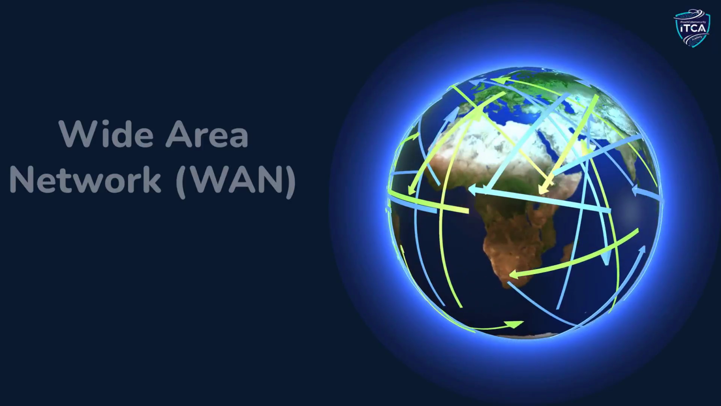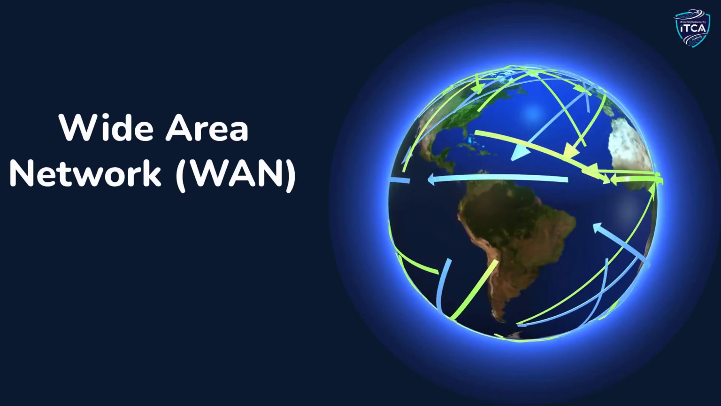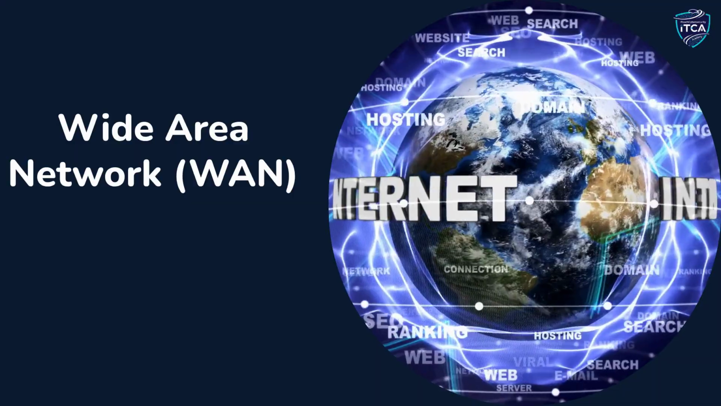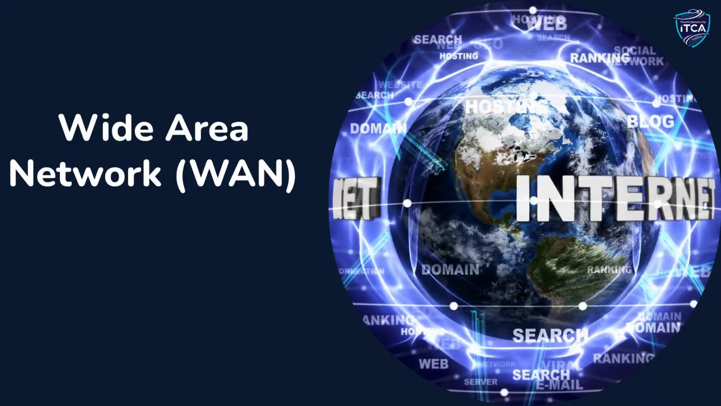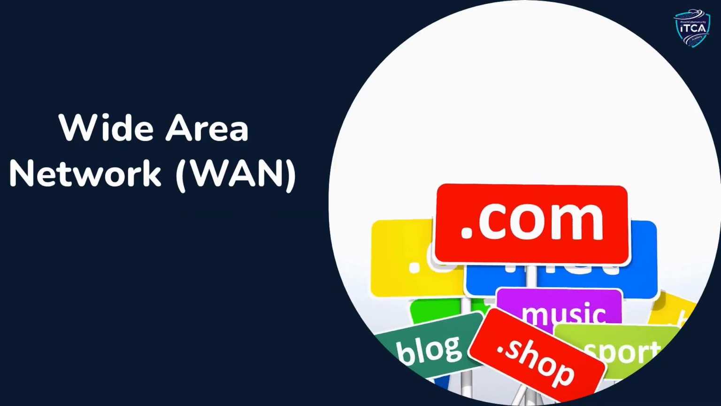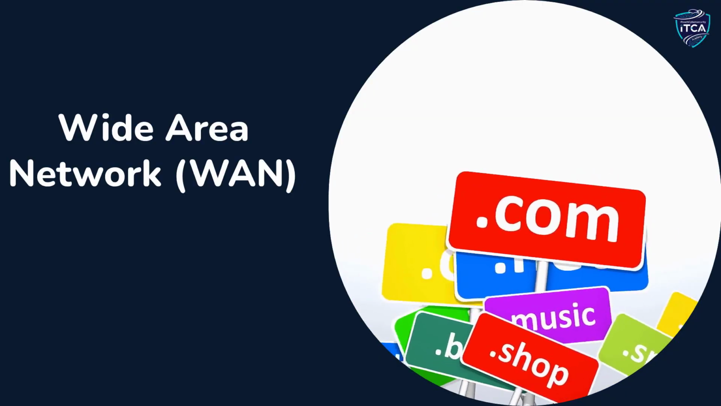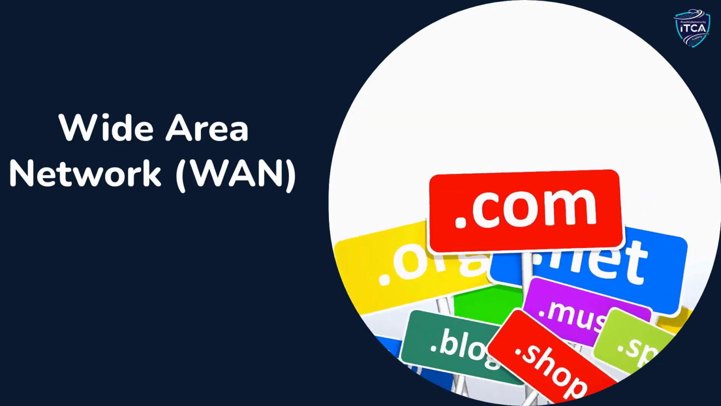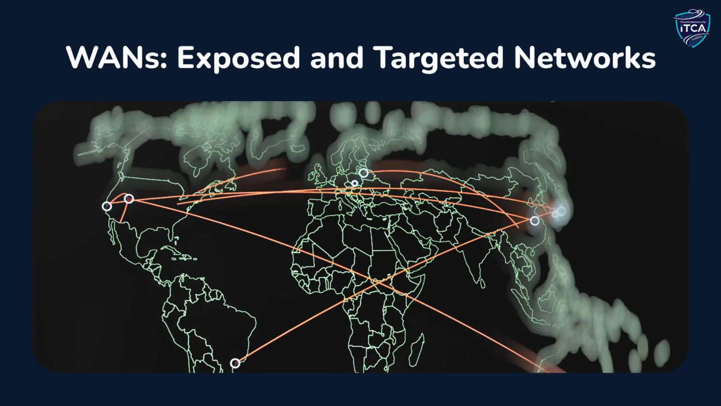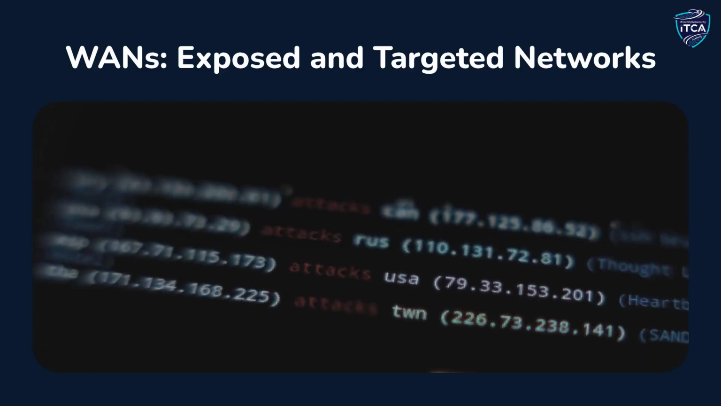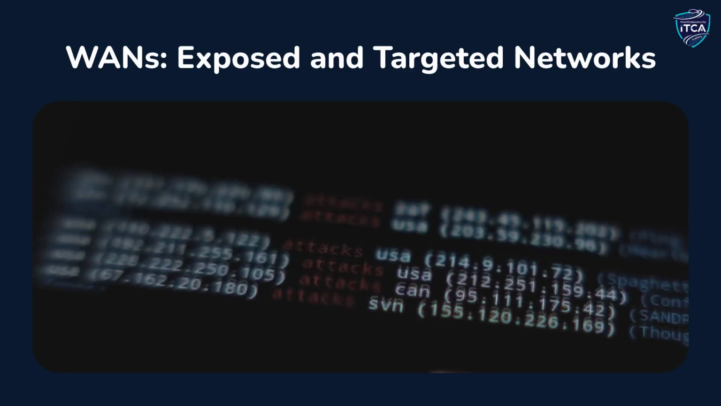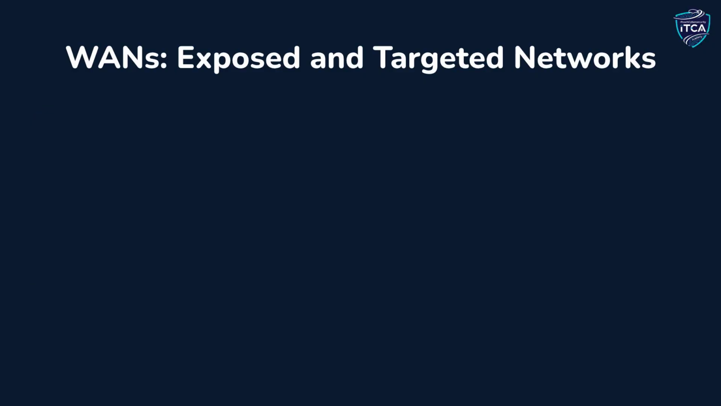A wide area network, known as a WAN, spans countries or even continents. The Internet is the largest and most familiar example of a WAN. WANs rely heavily on third-party infrastructure, such as internet service providers, undersea cables, and satellite links. From a cybersecurity standpoint, WANs are the most exposed and most targeted networks. Data often passes through untrusted environments. Interception risks are high, and encryption becomes absolutely mandatory.